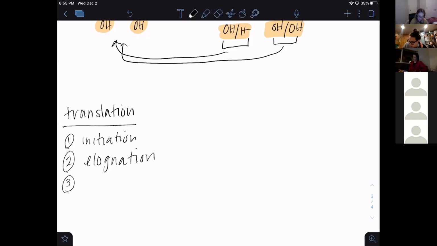The last thing is, well, we can't do that forever, right? So we need to terminate, okay? So those are the 3 things. Mutation is not one of them.